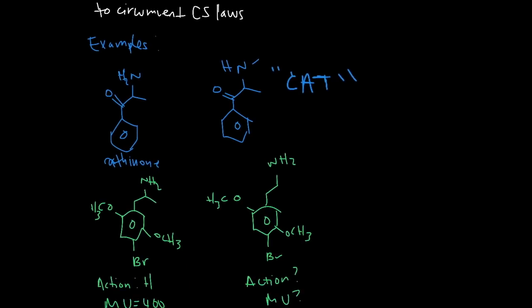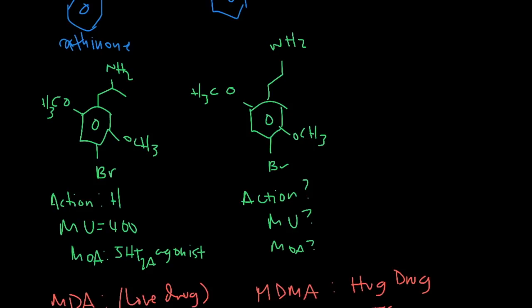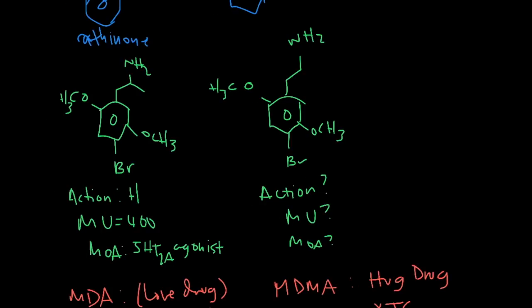Okay, so if I give you this one, on the left is DOB, and on the right is an unknown structure. If I give you that DOB is a hallucinogen (from now on, H is the abbreviation for hallucinogen), it has an MU of 400, and this is a 5-HT2 agonist.